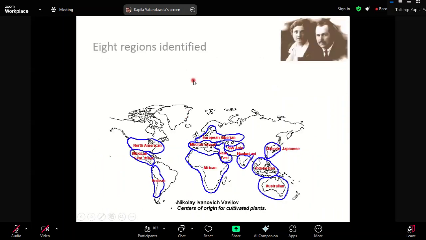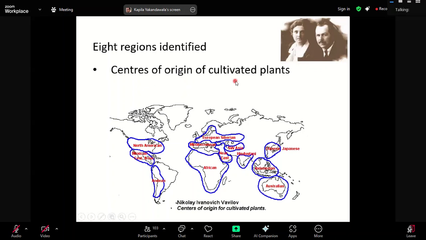So he identified actually 8 centers. Vavilov identified 8 centers in the world, and he named them as centers of origin of cultivated plants. You can see this map. In this map, you can see these centers. You can identify 8 centers. You don't have to remember this map, right? This is just for your information.